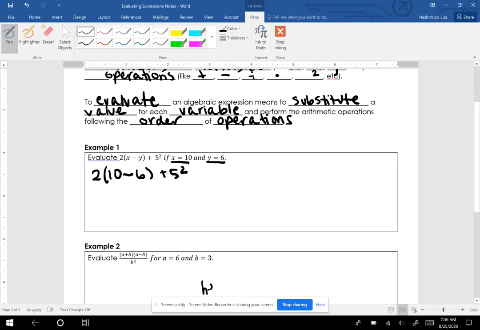Now we can use the order of operations to simplify this. We'll start by using the parentheses and simplifying those. 2 times 4 plus 5 squared. Next, we'll do the exponents of 5 squared. 2 times 4 plus 25. Next, in order of operations is multiplying. 2 times 4 is 8, so we get 8 plus 25, and your final answer should be 33.